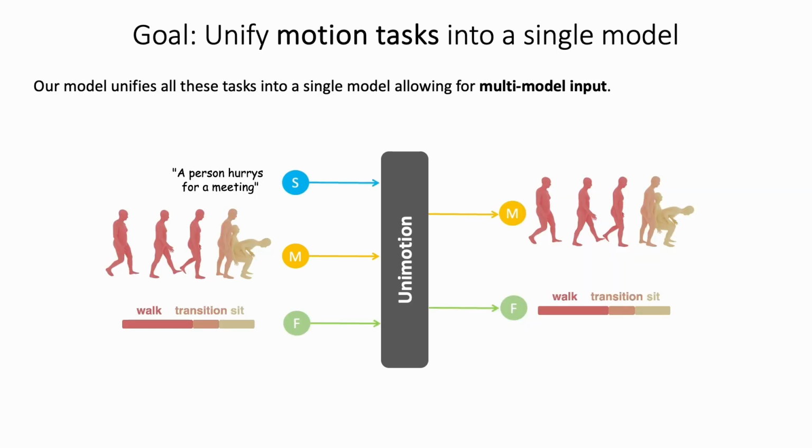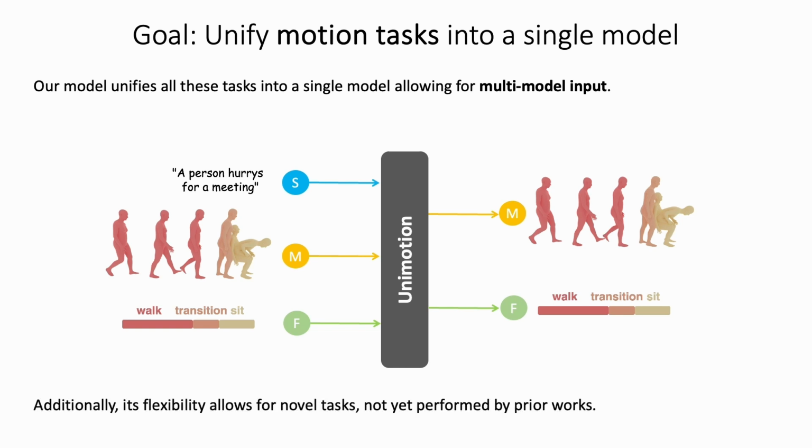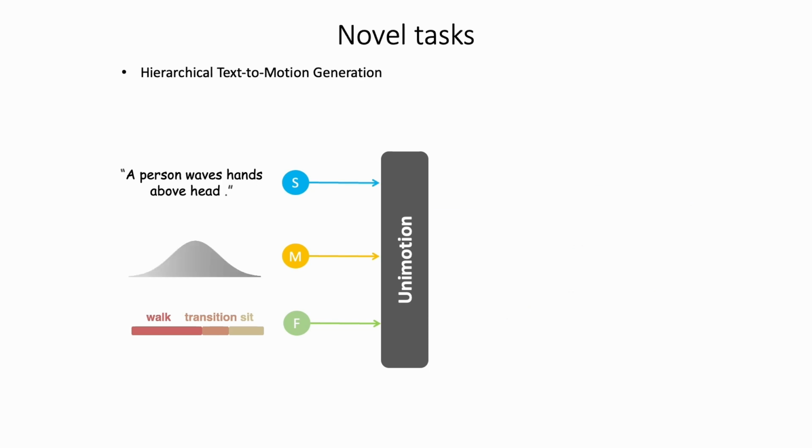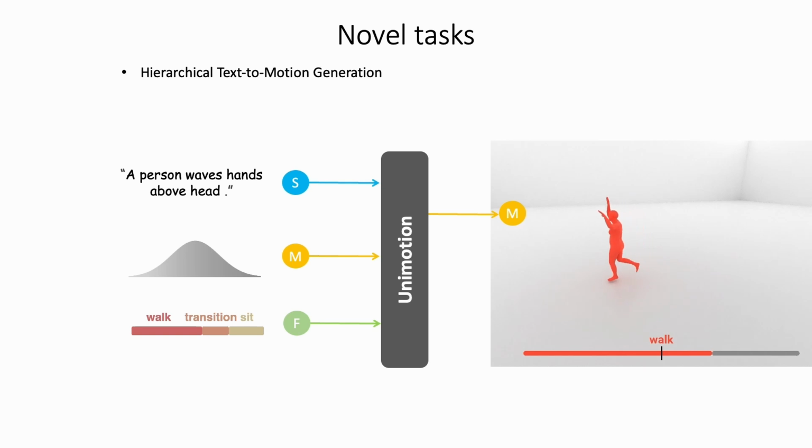Our model, on the other hand, unifies all these tasks into a single model, allowing for multimodal input. In addition to previous works, our model can perform several novel tasks. Specifically, our model can generate motion based on both sequence-level text and frame-level text, enabling fine-grained motion generation while also being stylized by the sequence-level text.